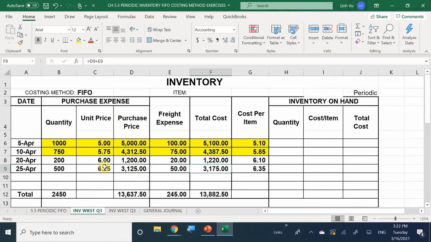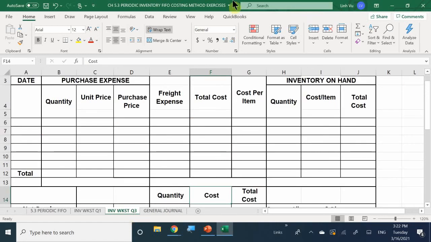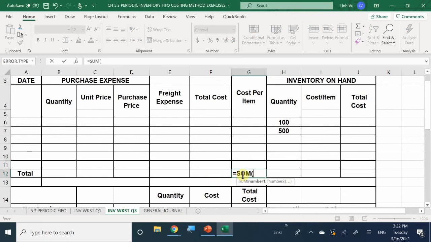In this context, we have 600 items. Now let's look at our batches. How were our batches distributed? We still had 100 left from my April 20th batch, and then I have 500 from my April 25th batch. So when I work on my second worksheet, under my inventory on hand, which is what is currently in your inventory, we have that 600. We're going to transfer that. We know that we have 100 items plus 500 items. So again, I'm going to apply my little total here. Equal sum.